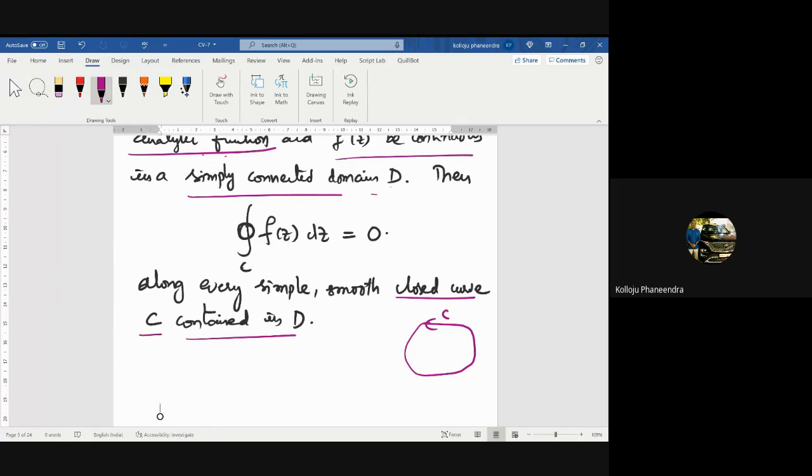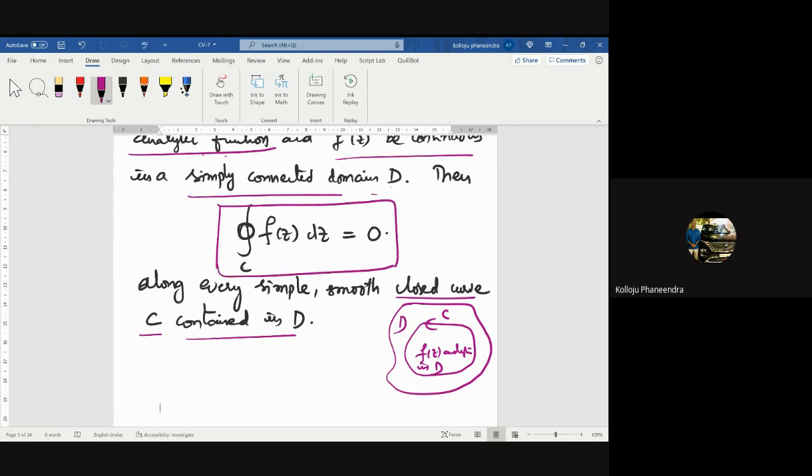Or you can take it two ways. For example, this is one curve and this is domain D. Where is this curve C? It is contained in domain D. And the point is that f of z is analytic in D. Then what is the value? Then the integral over C of f of z dz is equal to 0.